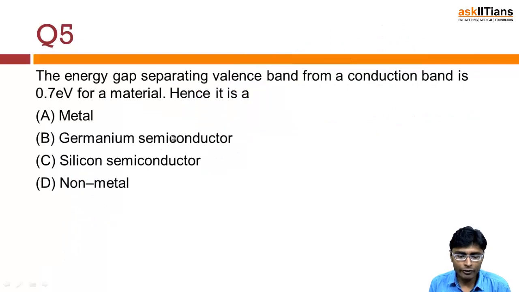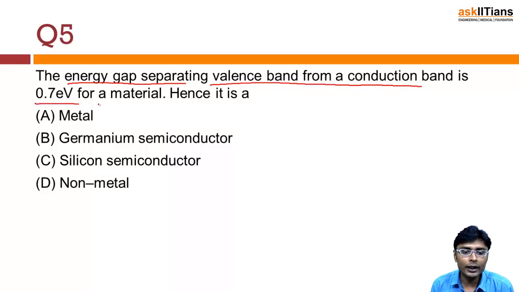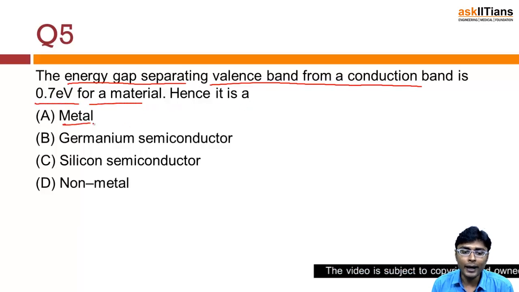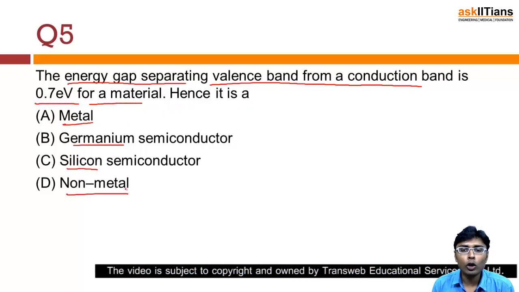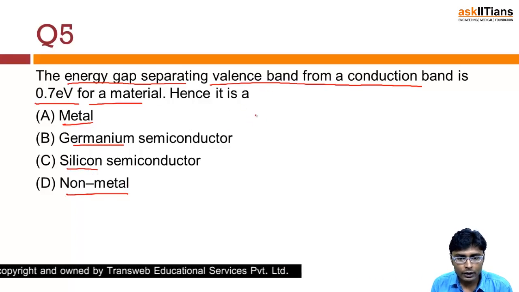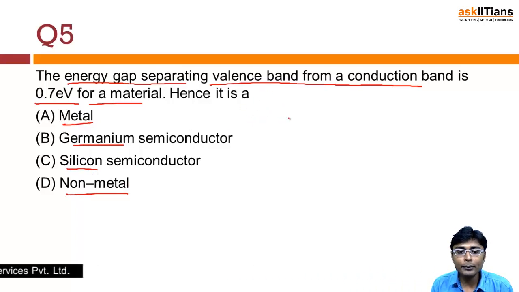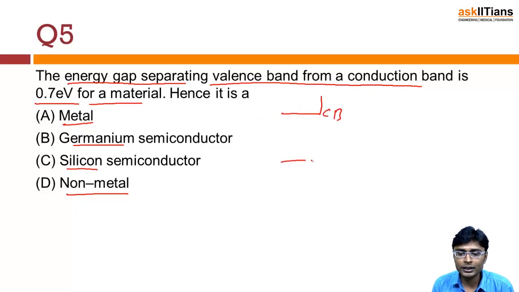Now let us solve question number 5. The energy gap separating valence band from a conduction band is 0.7 electron volt for a material, hence it is a metal, germanium, silicon or non-metal. First of all, the energy gap is the difference in energy between the lowest energy in the conduction band and the highest energy in the valence band. The conduction band is on the top and the valence band is on the bottom. So this is the energy gap Eg, and given to us it equals 0.7 electron volt.